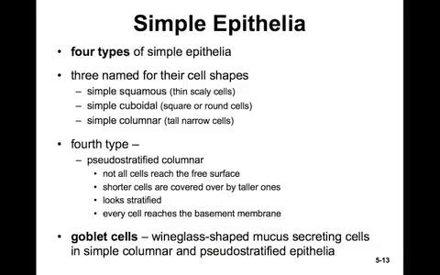The 4th type is pseudo-stratified because it seems to be stratified, but it's actually not. Not all cells reach the free or apical surface, and so the shorter cells end up being covered by the tall ones, and it looks a little bit stratified, so it's pseudo-stratified. Every cell actually reaches the basement membrane, and that's what defines simple. However, they look like multiple layers of cells, so we call it pseudo-stratified. We'll often see goblet cells, which are wine glass-shaped mucus-secreting cells found in simple columnar and pseudo-stratified epithelia.